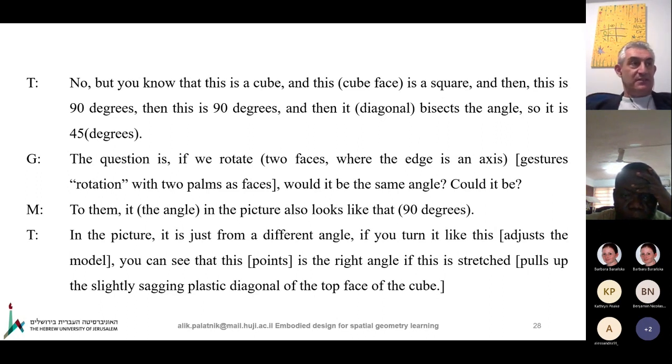And another student asks the question: if we rotate two faces, would it be the same angle? Could it be? To them, the angle in the picture also looks like that 90 degrees. In the picture, it is just from a different angle. If you turn it like this, you can see that this point is the right angle, and this is stretched.